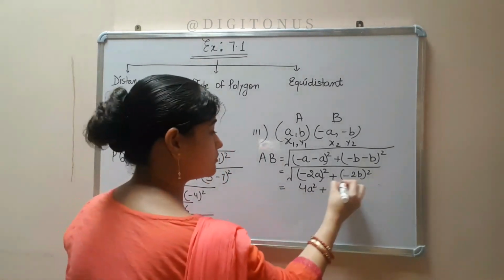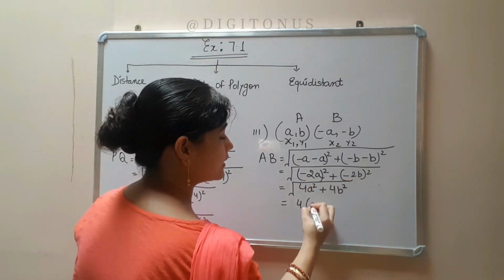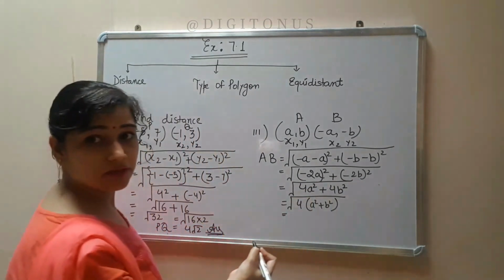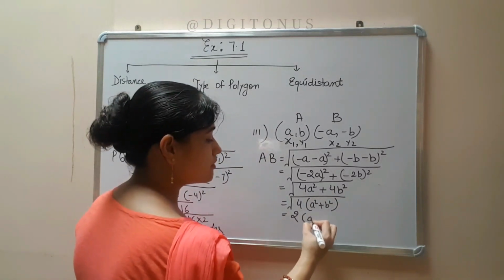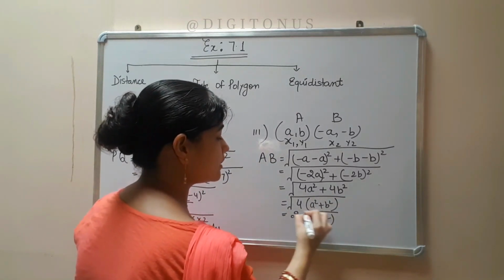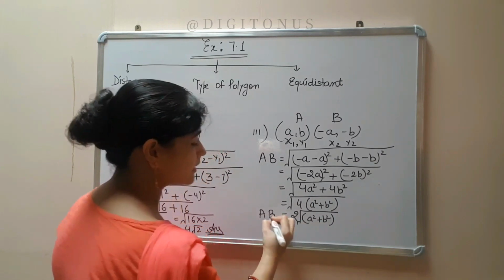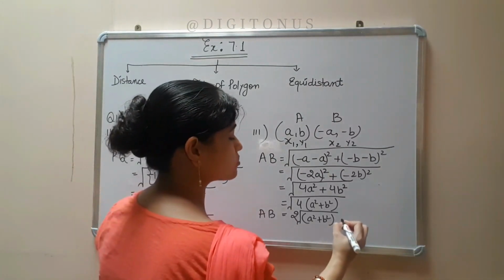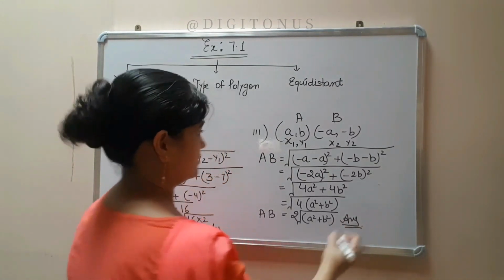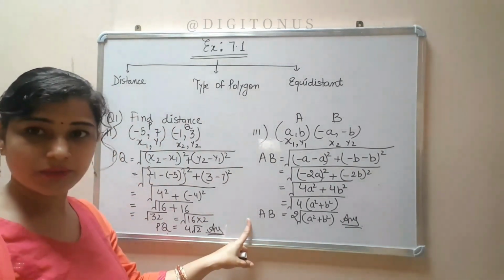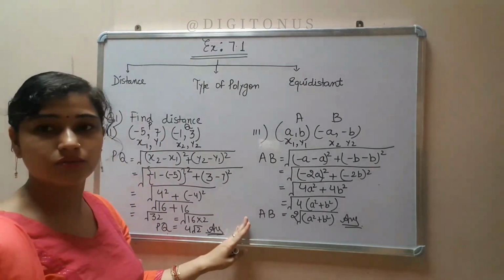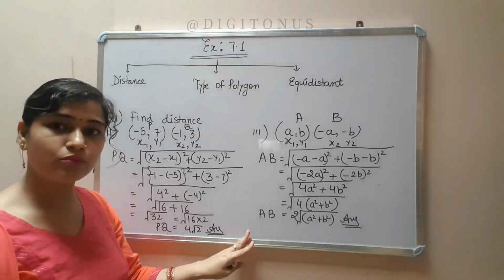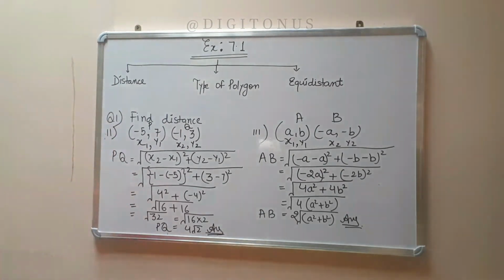Now what can we do? We can take 4 common, and a square and b square will be inside the bracket under root. Square root of 4, we already know that this is 2, but square root of a square plus b square, we will leave it here. And this is the answer: the distance between these two coordinate points is 2 under root a square plus b square. I think this direct question is clear to you. Note it down, pause your video, and do one more part which I have left.